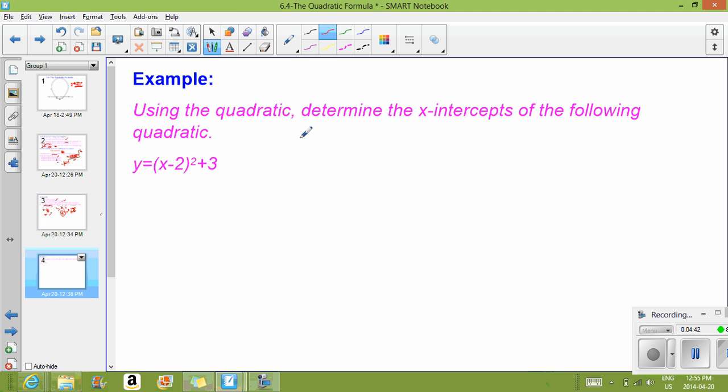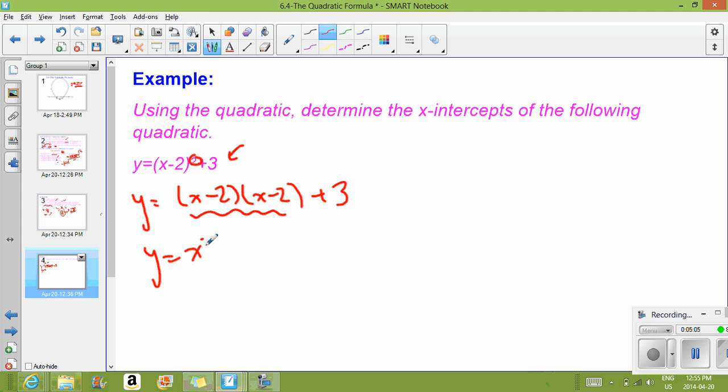So in order to use the quadratic formula, it needs to be in standard form. This is currently not in standard form. However, you can get it into standard form by expanding. So remember back from last chapter, when you have it squared, what that squared means is you take the same thing and you multiply it by itself. So if we expand this part in here, we end up with x squared minus 2x plus 4 plus 3. And collecting like terms, we then have x squared minus 4x plus 7.